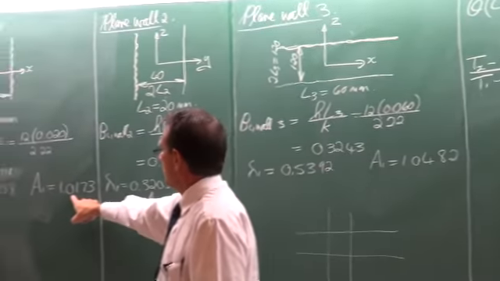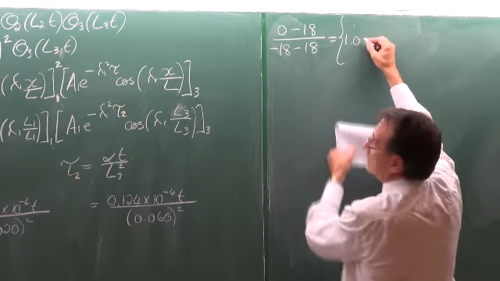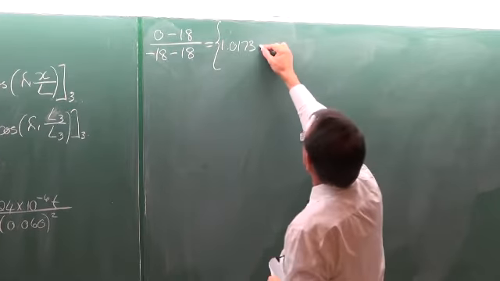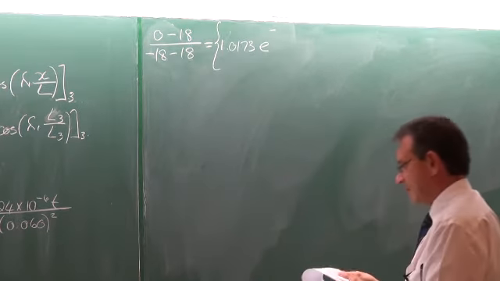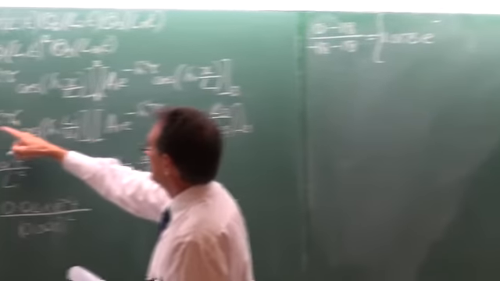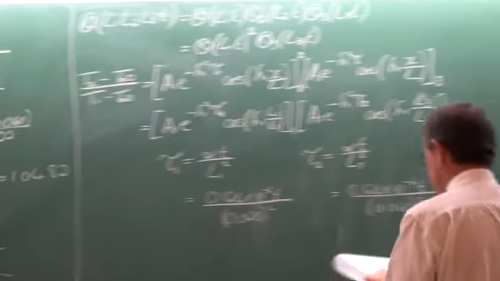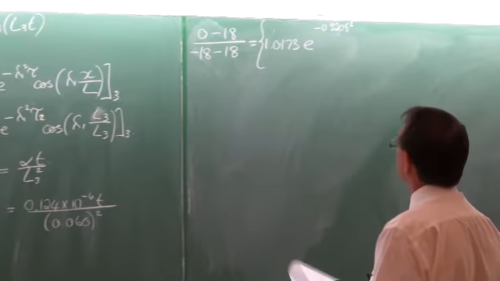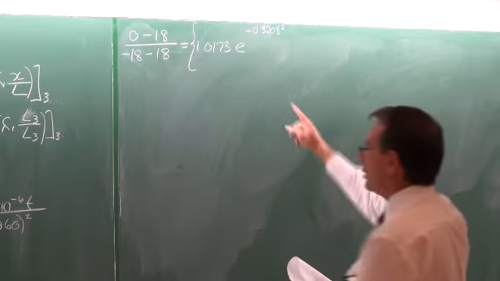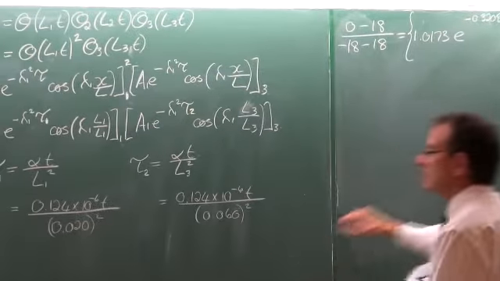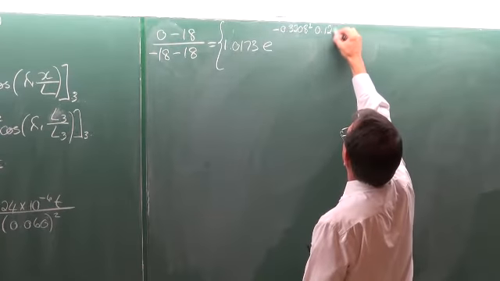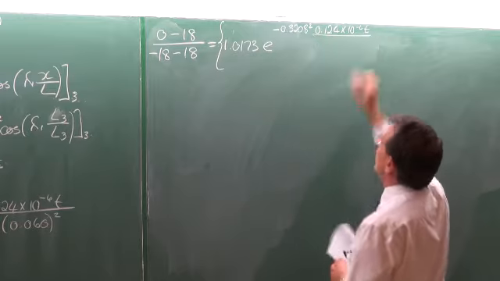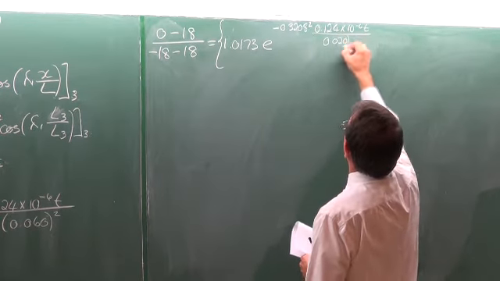So it is equal to 1.0173, and then e to the minus lambda 1 squared, where lambda 1 is equal to 0.3208, multiplied by the non-dimensionalized time, which is equal to 0.124 times 10 to the minus 6 multiplied by t divided by 0.020 squared.